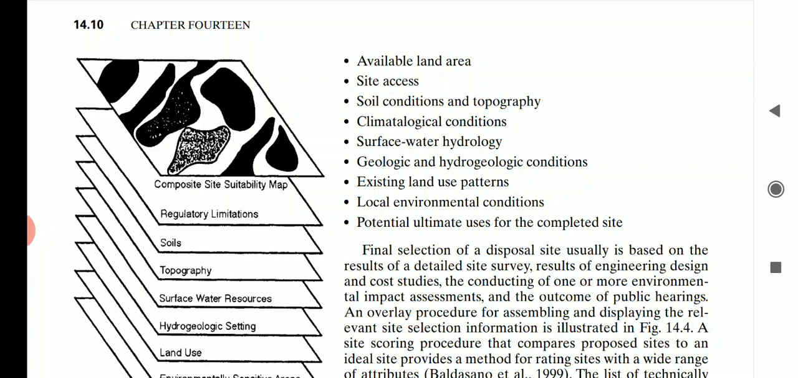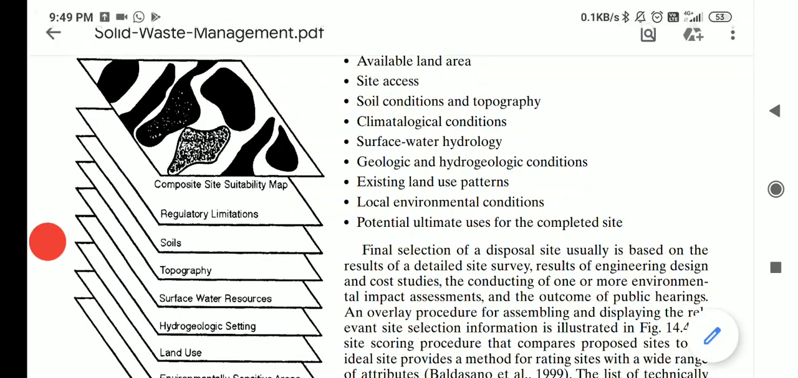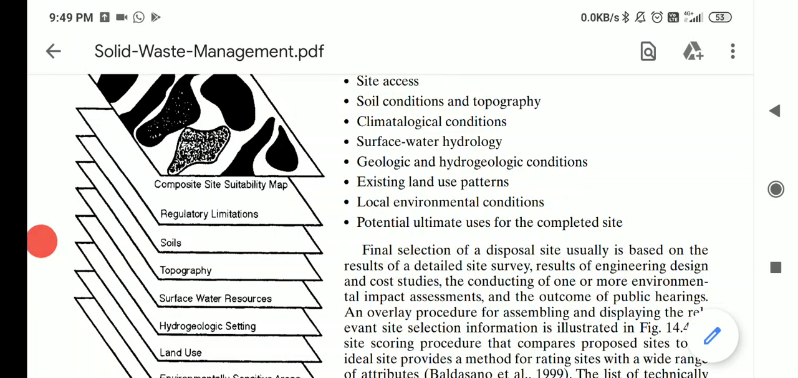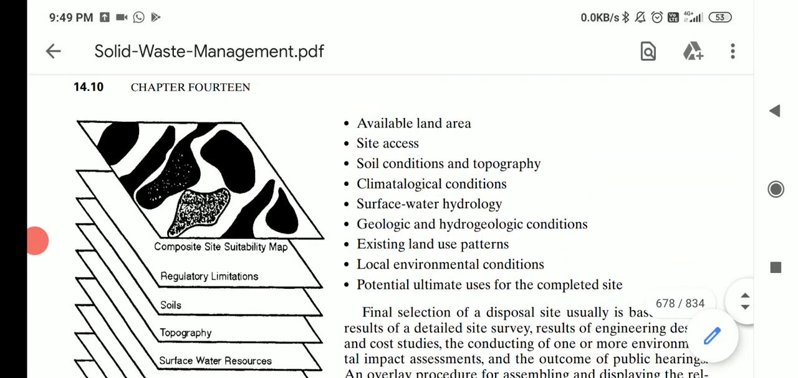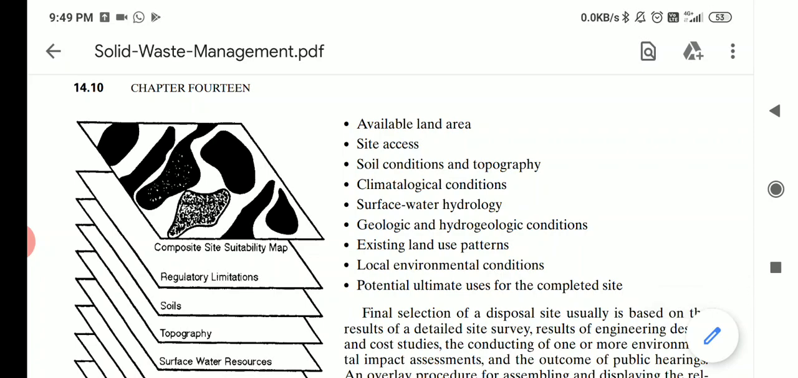When you are selecting a site for landfilling, you should select the larger area, because as the population is growing, we usually have an increasing graph for the population. When the population increases, then obviously the waste generation is also going to increase. So to get all the waste into that site, you should consider the larger area for landfilling.